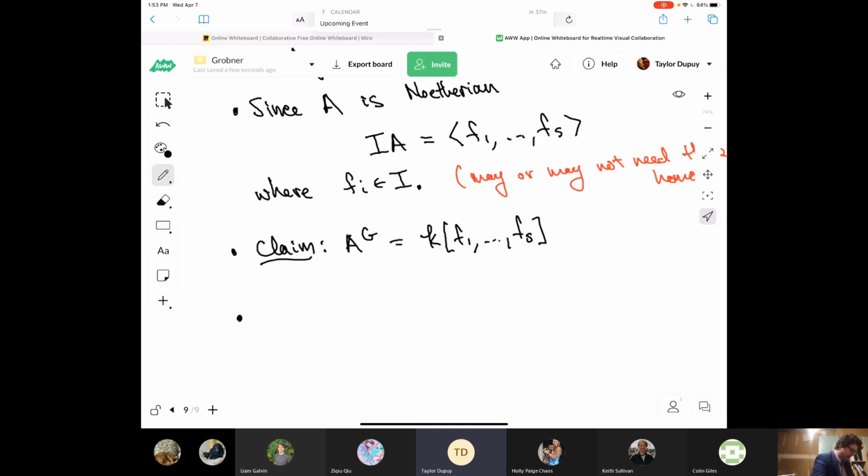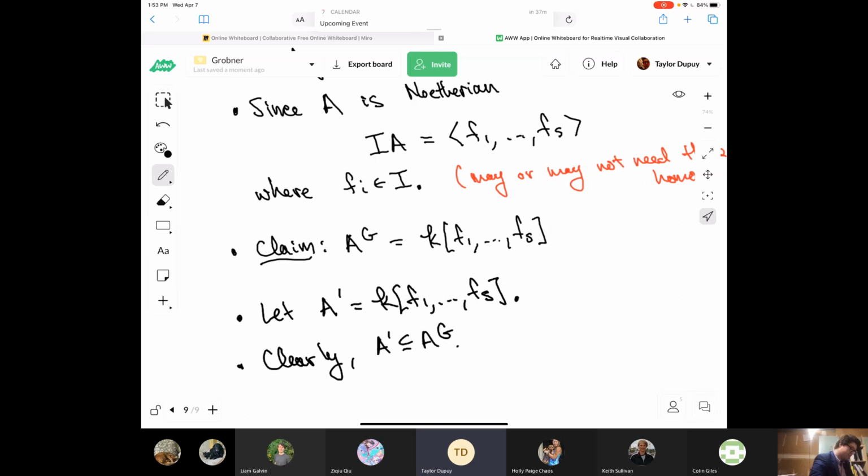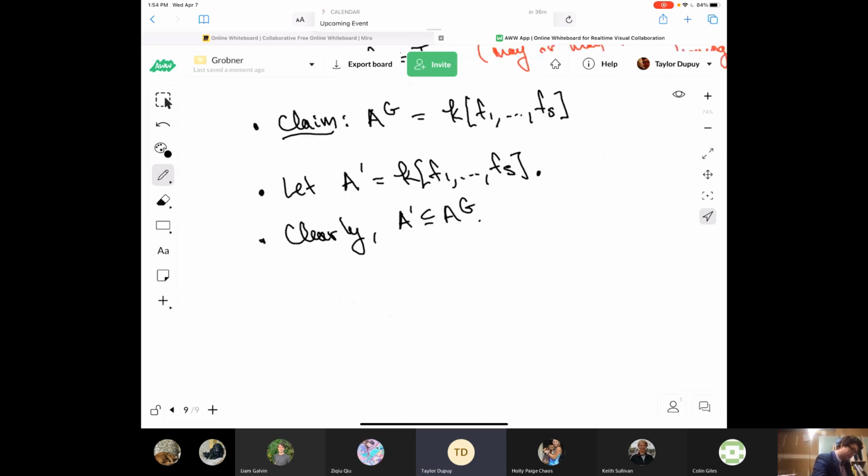So what we're going to do is define A prime to be this ring, and then we're going to show that this ring and AG are the same. These two rings are the same. So we want to show that A prime and AG are the same. Clearly, A prime is a subset of AG.